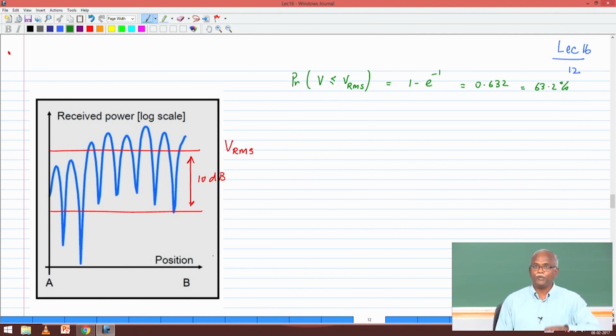If you want your outage to be 1%, then what should be the margin that you should provide? 20 dB, because with respect to VRMS, if it goes 20 dB, no problem, you will still survive, because that much margin you have provided. If the fade goes beyond that, only then you will go into outage, and that is precisely what the calculations tell us.